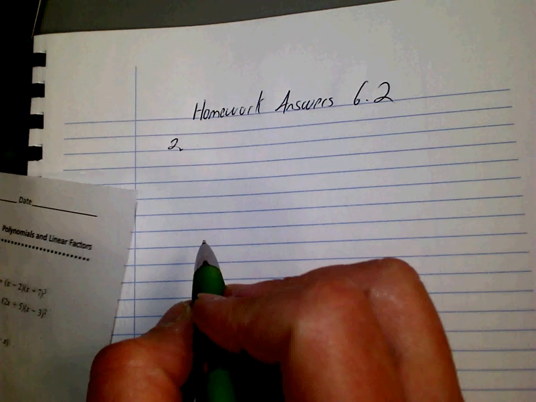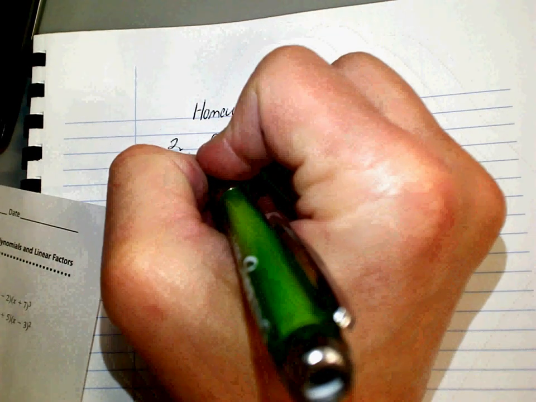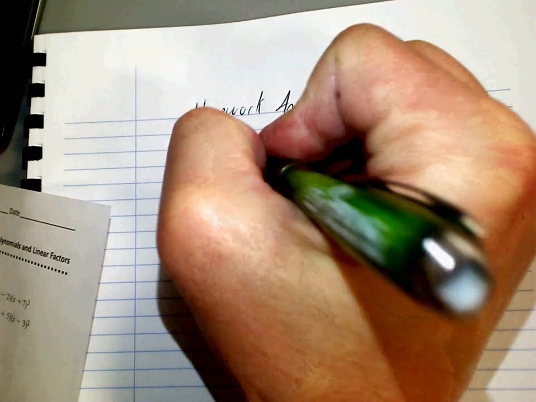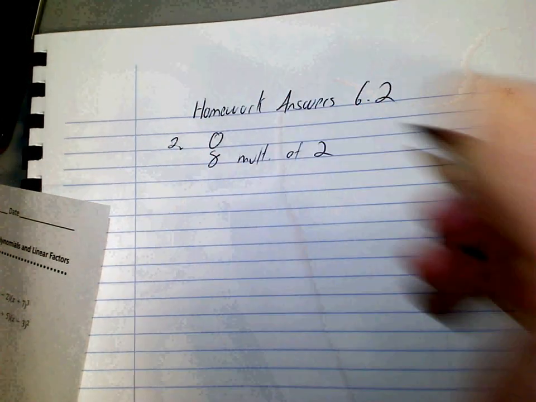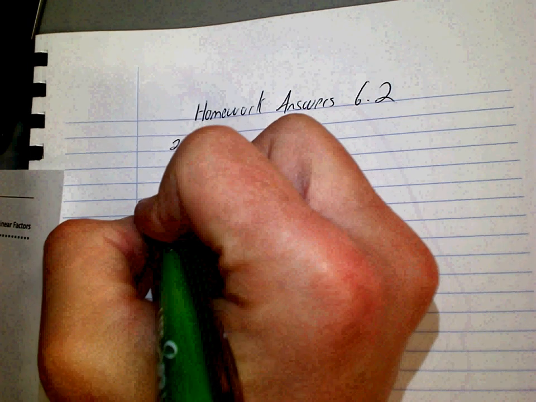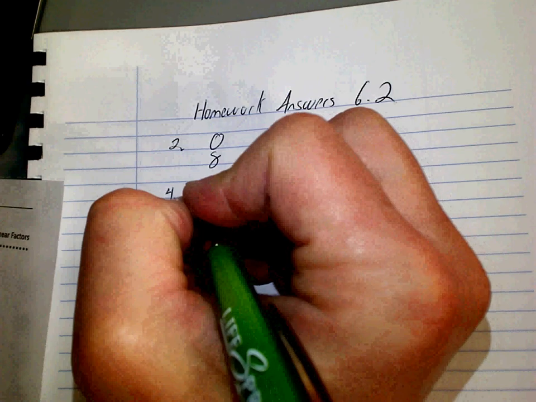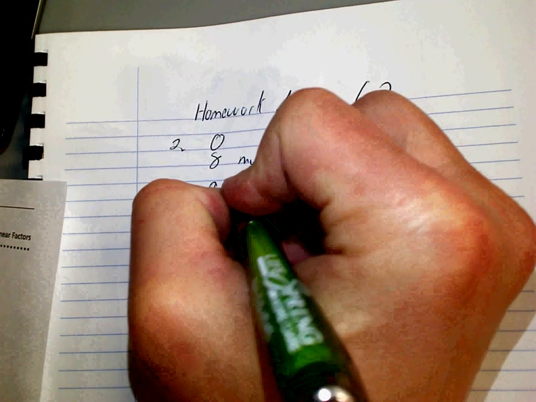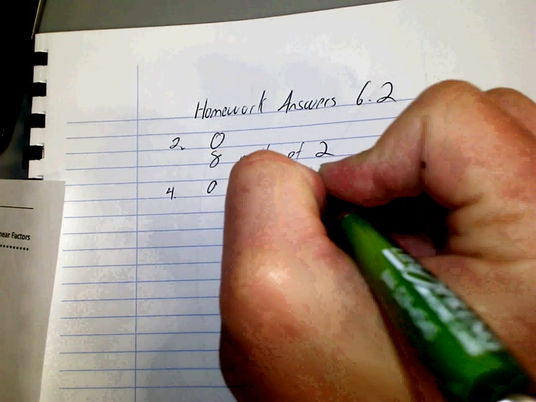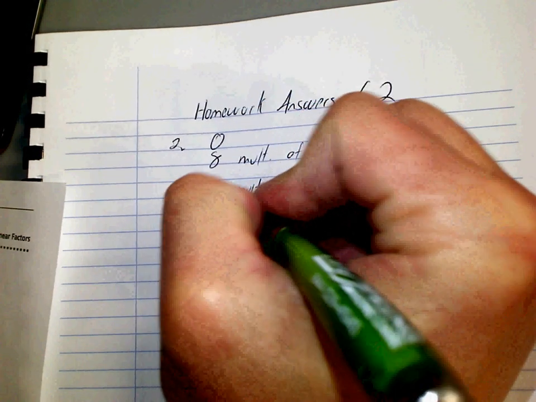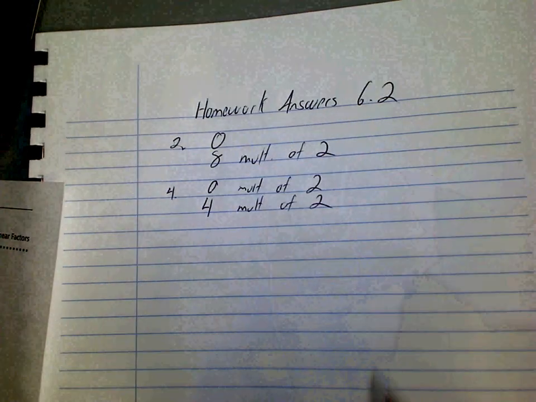the zeros for number 2 were 0 and 8, which had a multiplicity of 2. It occurred twice. Number 4 we did together. Its zeros were 0, which had a multiplicity of 2, and was it 4? It's a multiplicity of 2.